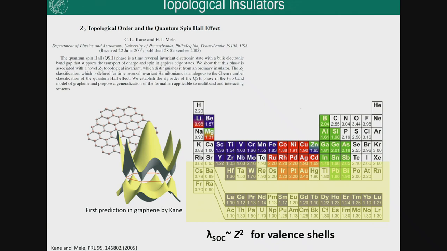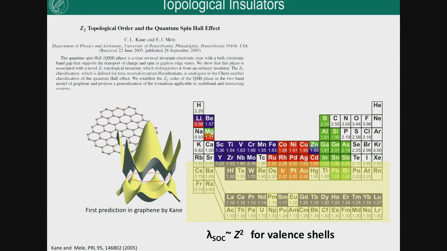If we combine, for example, sodium with chlorine, we have sodium chloride, a white powder, with a large band gap. So this doesn't help for topological insulators. Therefore these numbers are a little bit of help. And here we know that the spin orbit coupling increases if we go to heavier element compounds. So it was clear when the prediction was done for graphene.